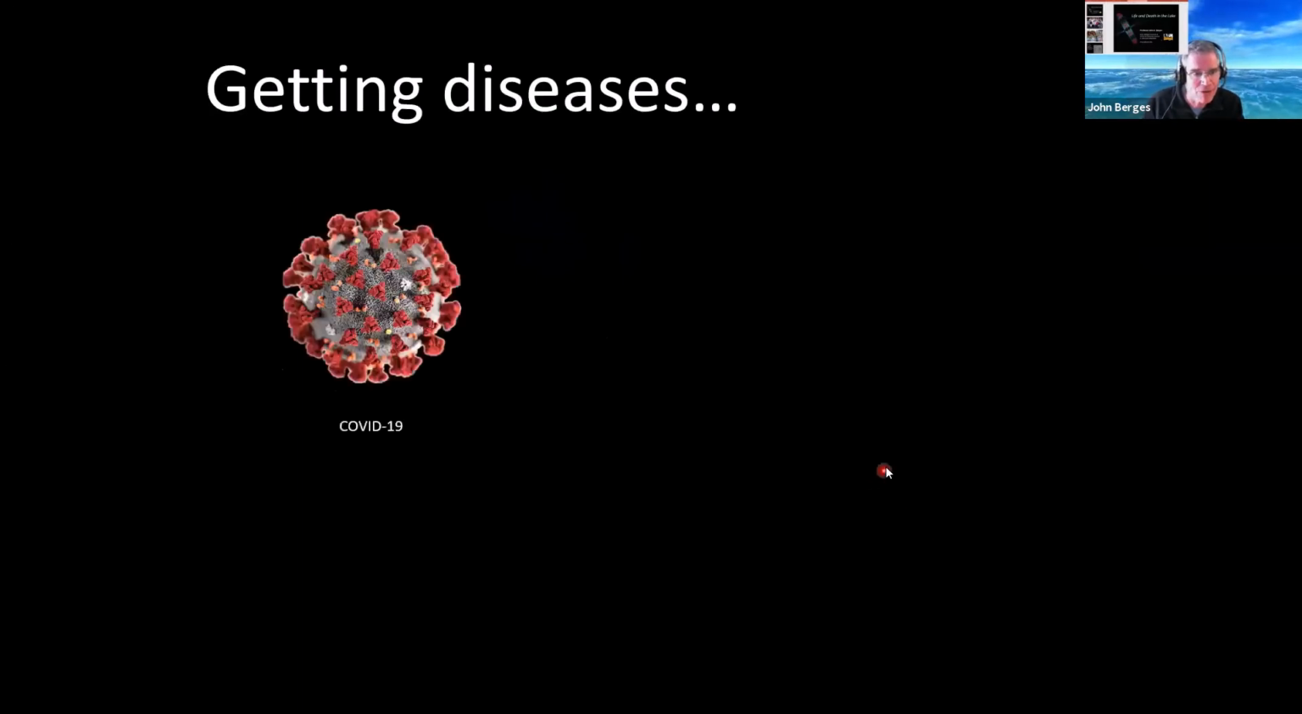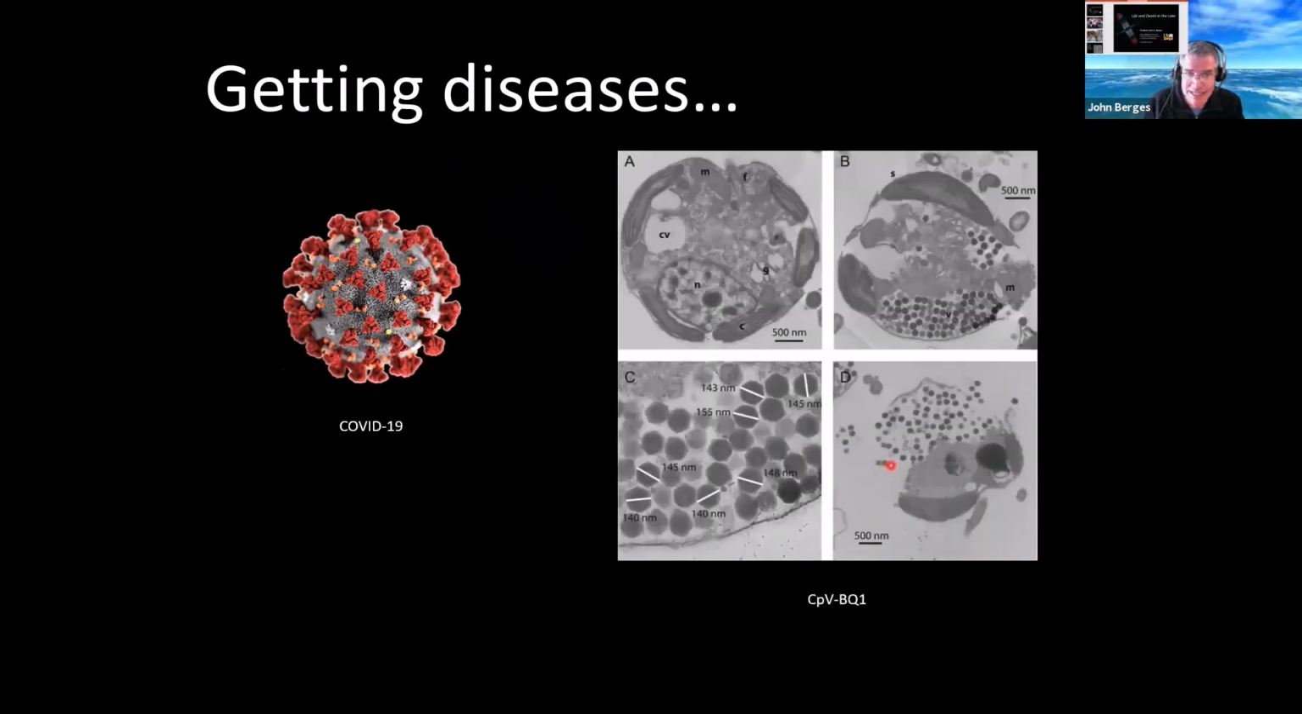Okay. How about getting diseases? Well, it turns out right now, we're worried about this little beast, COVID-19, and we've all heard of it. Let me introduce you to this beast, CPV-BQ1. That is a diatom virus. It infects diatoms. And how does it work? Well, all viruses fundamentally work like this. Here we have a healthy cross-section of a diatom cell.